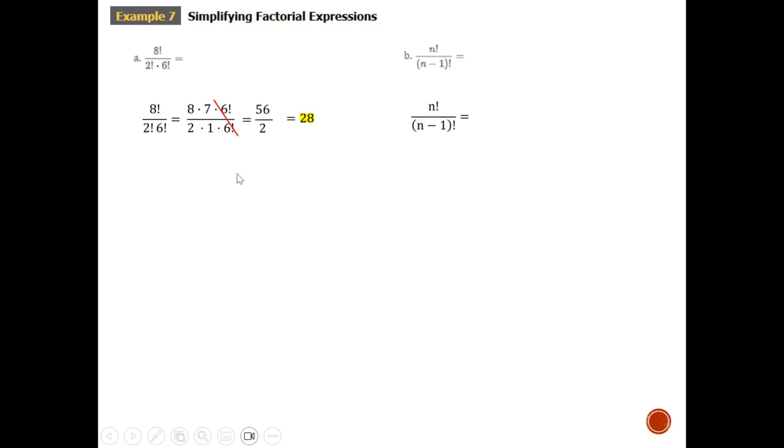Now let's try B. We have n factorial over n minus 1 factorial. If you notice, guys, the numerator is bigger, because n factorial is bigger than n minus 1 factorial. So I'm going to write n times n minus 1 factorial over n minus 1 factorial. Those will cancel to 1. So n times 1 is equal to n. My answer is n.